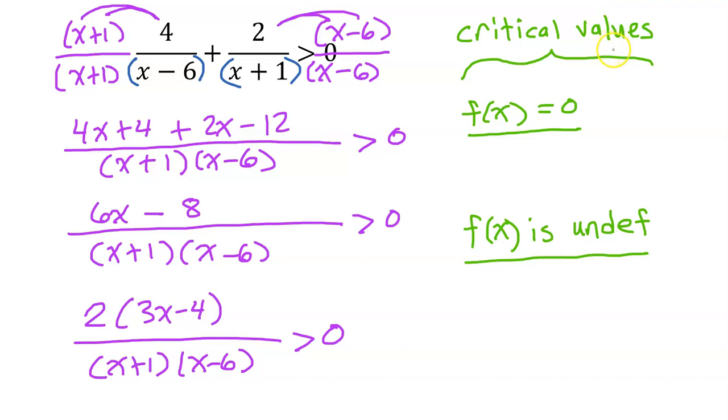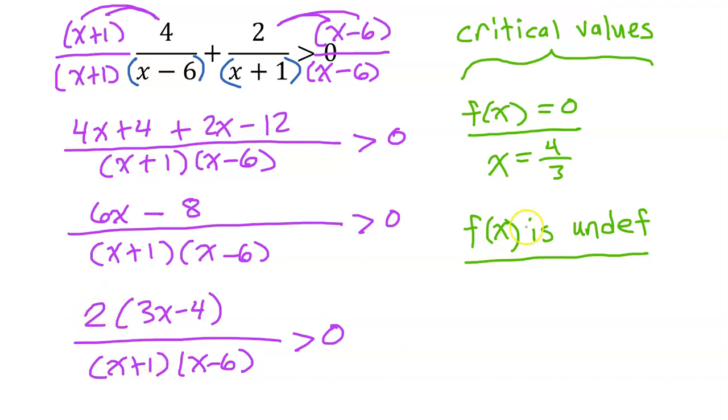Critical values are the values that cause f of x to either equal 0 or to be undefined. When you have a rational expression, you will often have some of each. A fraction will equal 0 only when the numerator is equal to 0. So setting 3x minus 4 equal to 0, we get x is equal to 4 over 3. 2 cannot equal 0, so you can just ignore that.